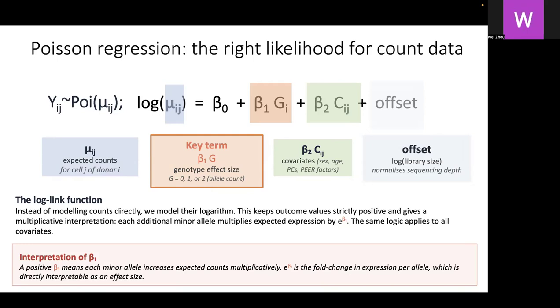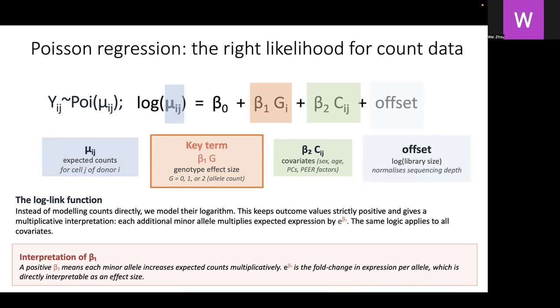The genotype effect beta 1 is on a log scale, which gives it a natural interpretation. Each additional effect allele multiplies expected expression by e to the power beta 1. So if beta 1 is 0.7, that's approximately a twofold increase per allele. A fold change maps directly onto how biologists think about gene regulation.